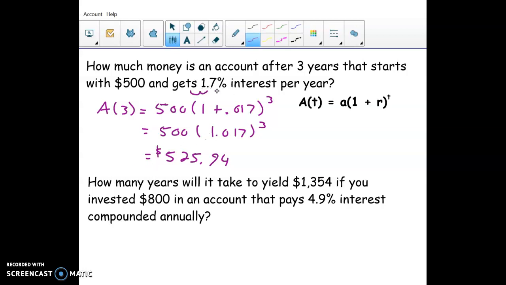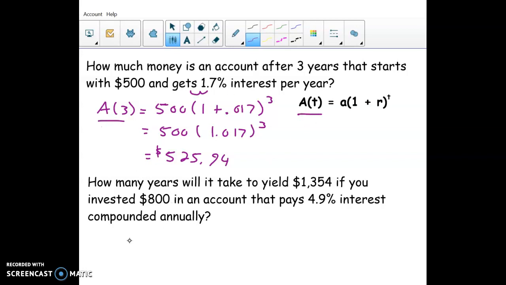This is not a lot of interest, just a little bit less than 2%, and it's only 3 years, so we made $25 interest. Yeah, that seems reasonable. All right, this one is actually going backwards. Okay, so we want to find the amount.